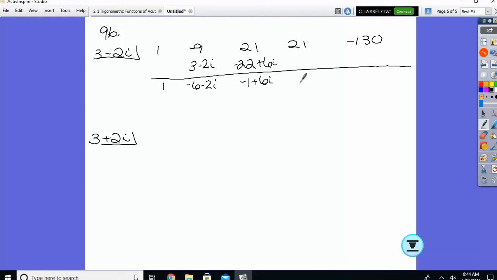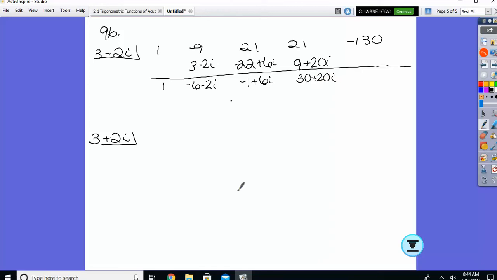So I need 3 minus 2i and negative 1 plus 6i. So if I FOIL, negative 3 plus 18i plus 2i minus 12i squared. Negative 12i squared is 12 plus negative 3 is a 9. 18i and 2i is 20i. If I add 21 plus 9 gives me a 30 plus 20i.